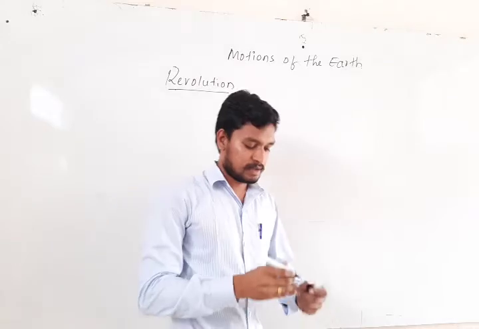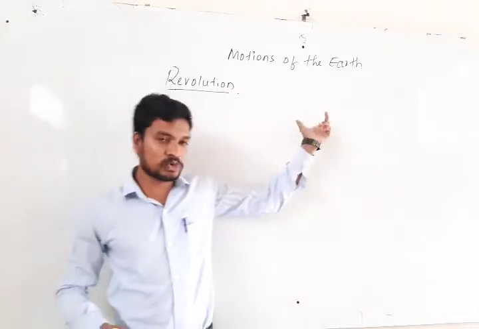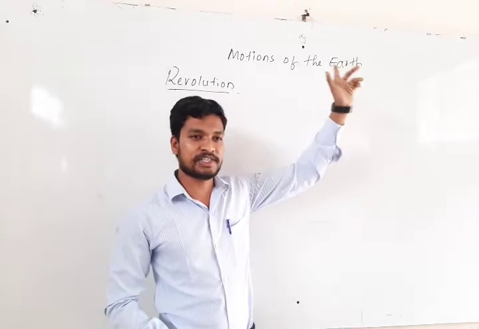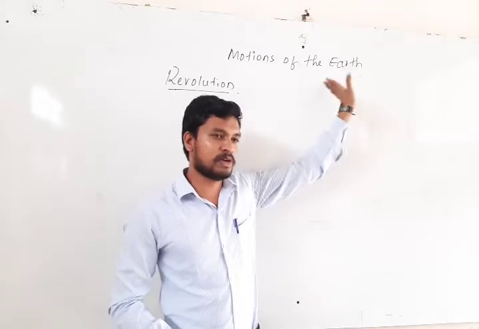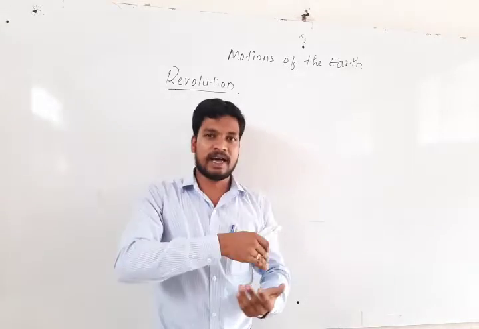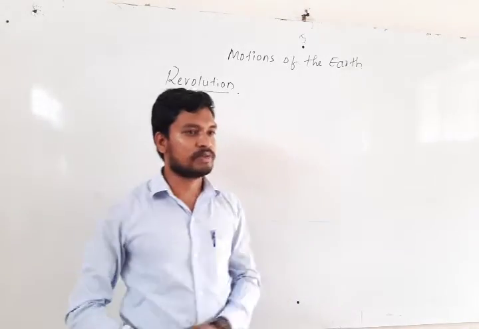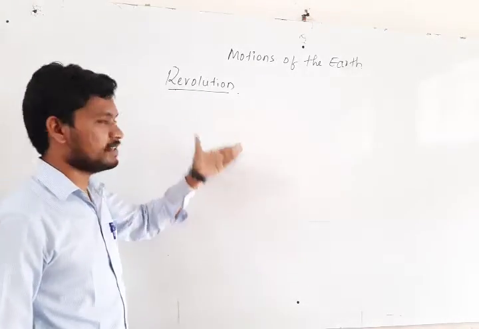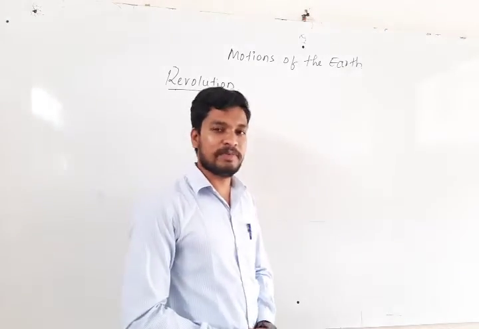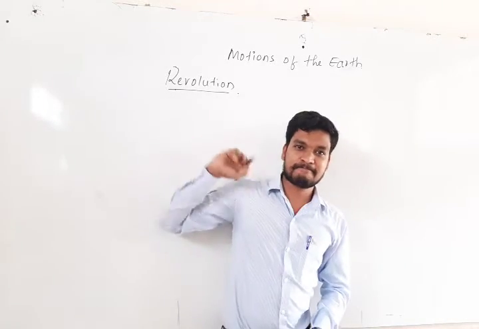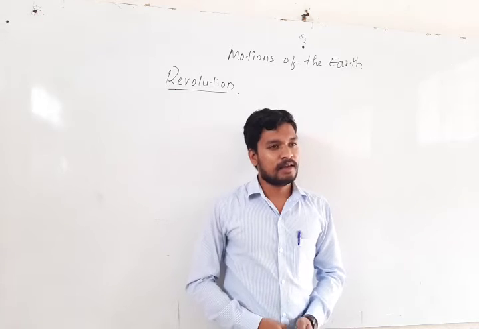Right now, first we have two concepts to discuss in this chapter. One is rotation, another one is revolution. Because the earth has only two movements, it does rotate and it does revolve around the sun. So we discussed the rotation, and now we are on the revolution. So what do you mean by revolution? Did you write? Okay, the revolution.